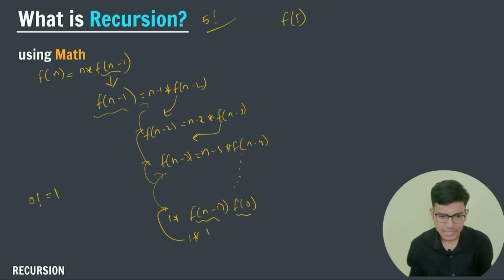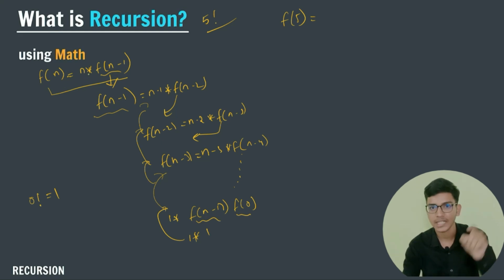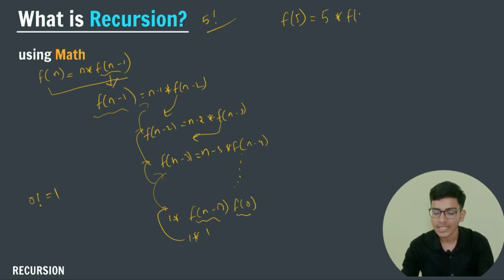Now let us consider that I want to calculate 5 factorial, and I don't know how, because this is a huge problem for me. So this is my f of 5. I already know my formula, that f of n is equal to n, the number itself, into f of n minus 1. So I try to find the factorial of n minus 1, that is 5 minus 1, that is 4. So I will try to find out the factorial of 4.